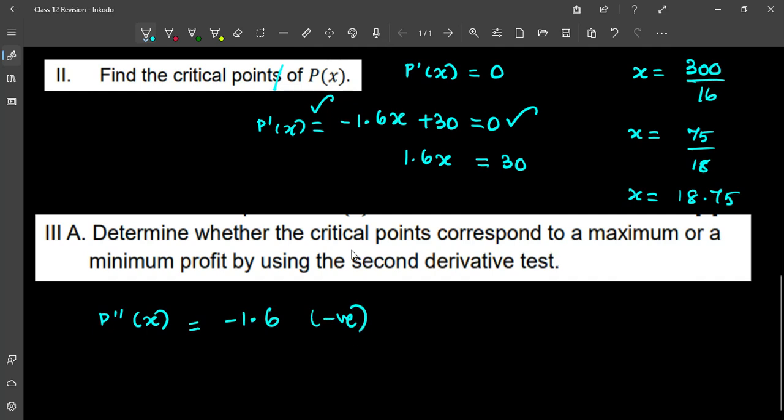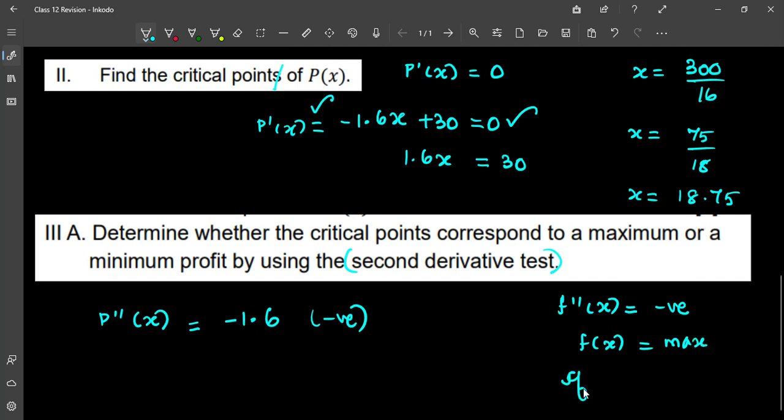So what does this second derivative test say? If f double dash of x gives you a negative value for any particular critical point, then at that critical point, f of x would be maximum.